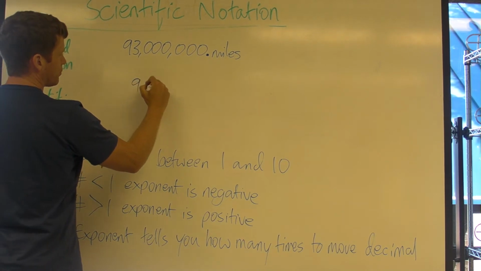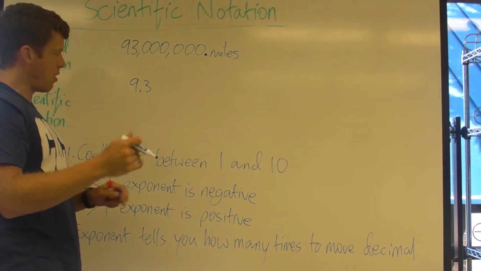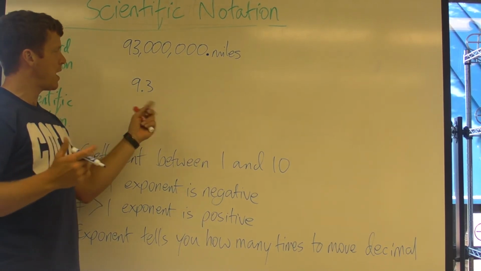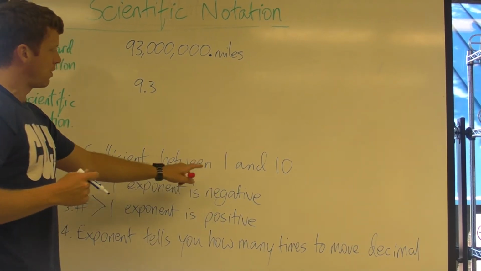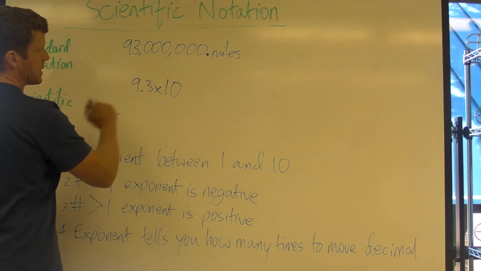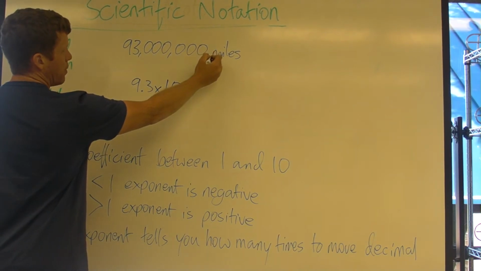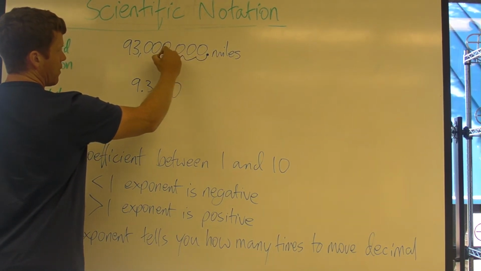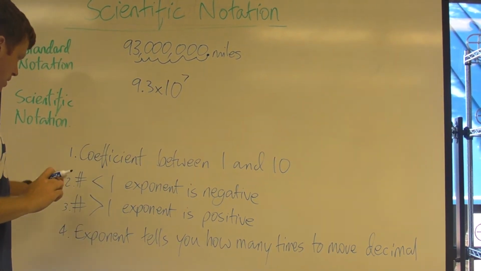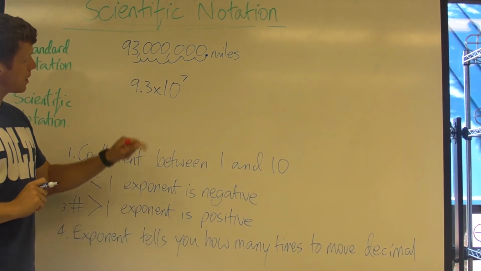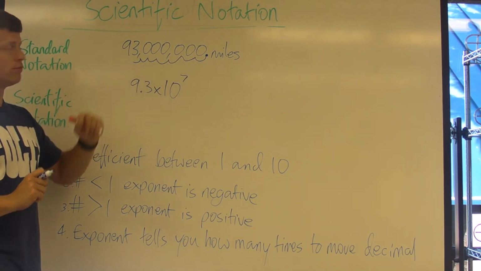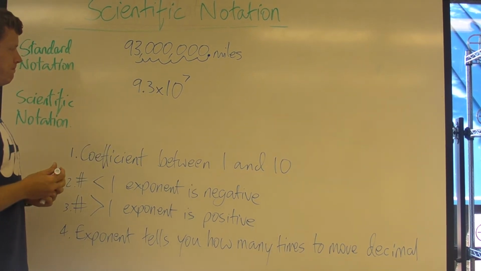So 93 is not between 1 and 10, neither is 0.93. So 9.3 is between 1 and 10, so that fits our criteria. The base is always 10, so that bit's always the same. And I moved the decimal 1, 2, 3, 4, 5, 6, 7, so 7 times. The exponent is going to be positive in this case because my number starts with a non-zero, or it's bigger than 1.